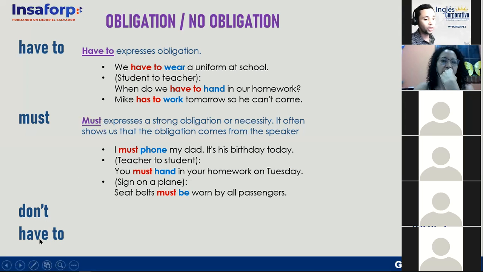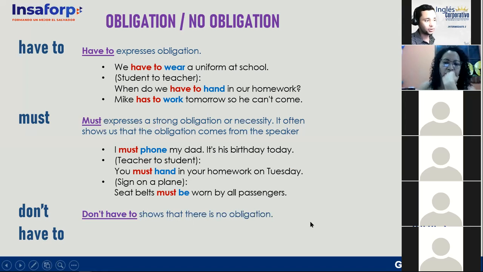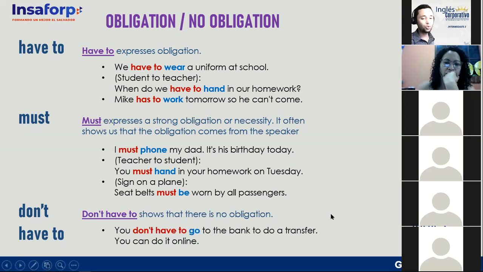And then you have don't have to. Don't have to shows that there is no obligation. Example: You don't have to go to the bank to do a transfer. You can do it online. Ahora, si usted quiere ir al banco a hacer la transferencia, está bien, pero no es necesario. Puede hacerlo desde la aplicación del teléfono, o se mete al sitio web y ahí pone la información. Entonces, no es necesario. Por eso le dice, don't have to. You don't have to go to the bank to do a transfer. You can do it online.